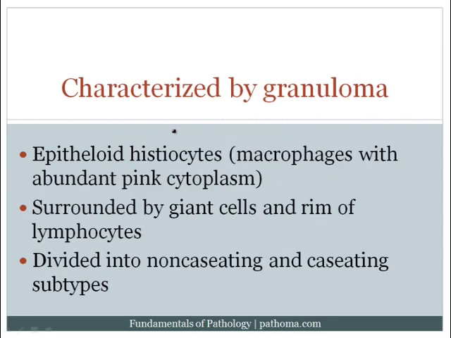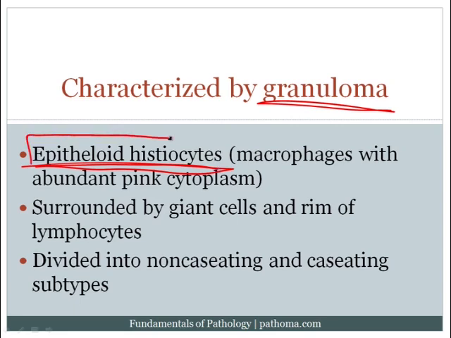Now, the characteristic of granulomatous inflammation is a granuloma, hence the name, and the key cell, this is very important, the key cell that defines a granuloma is an epithelioid histiocyte. All right, this is a very common exam question. Examiners can ask, what is the defining characteristic of a granuloma? And the answer is epithelioid histiocyte. What is an epithelioid histiocyte?